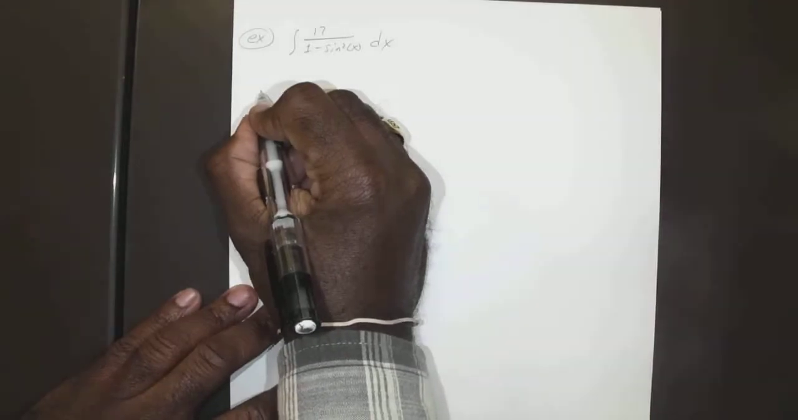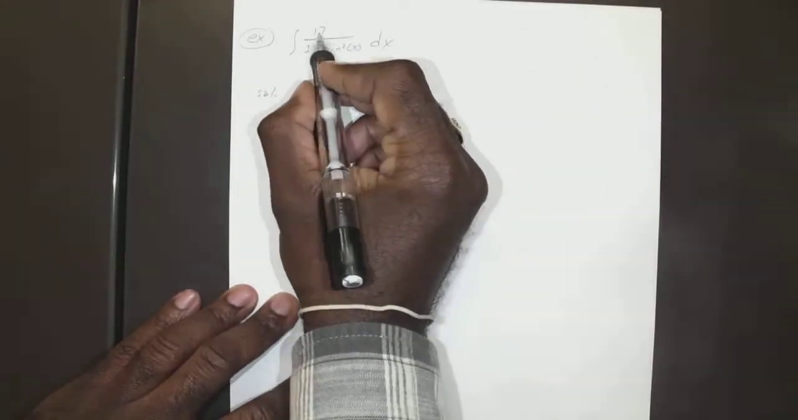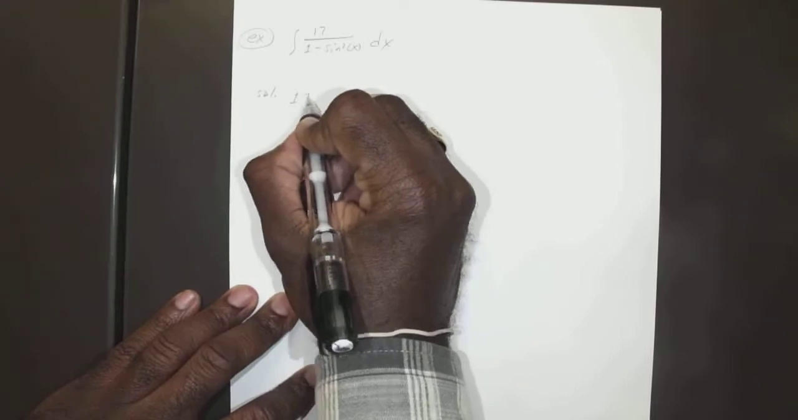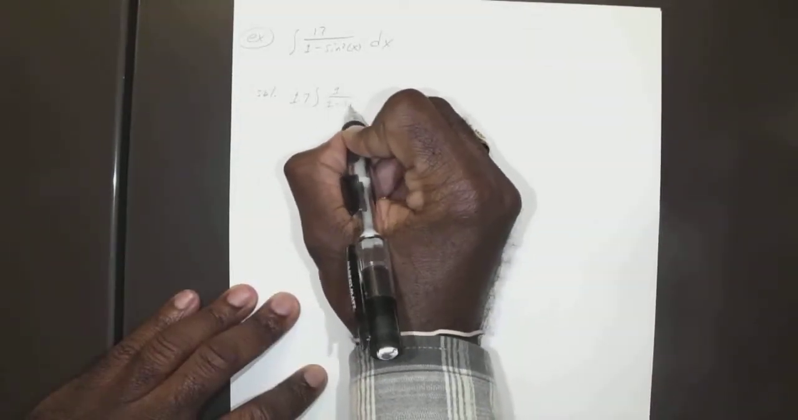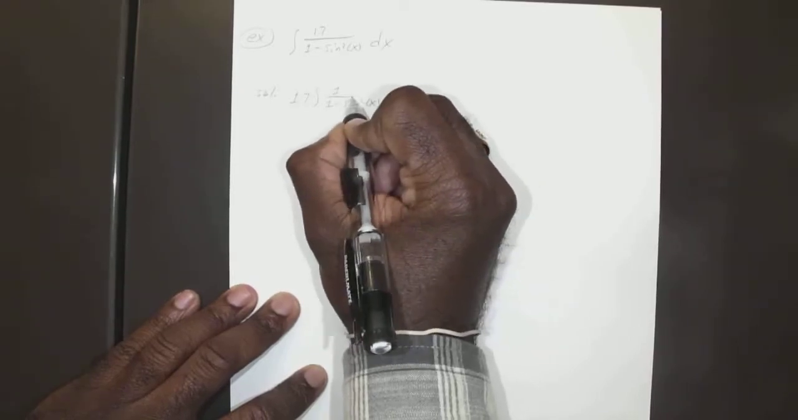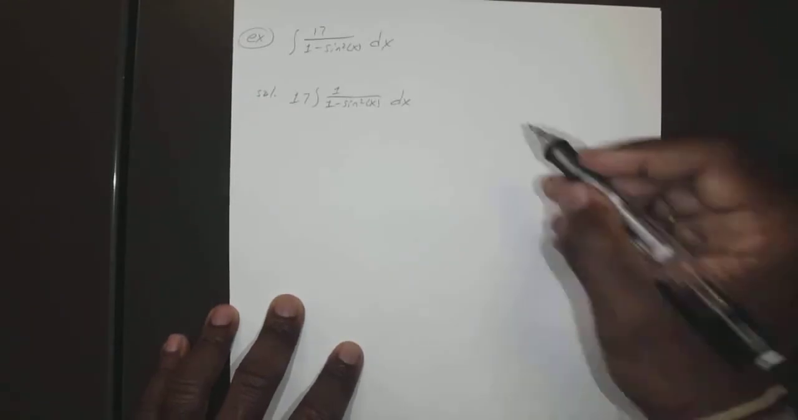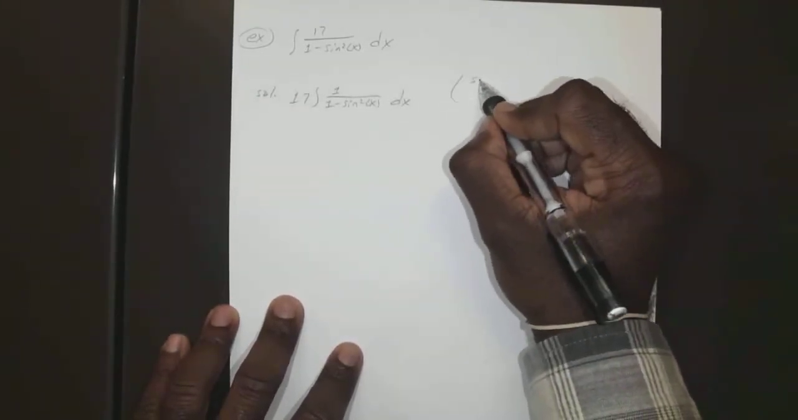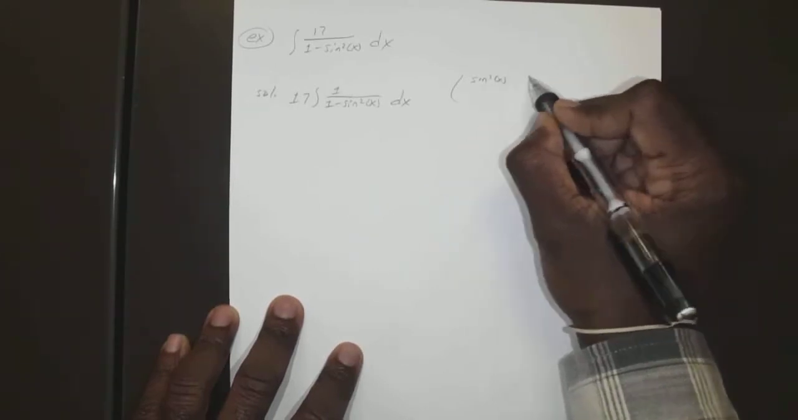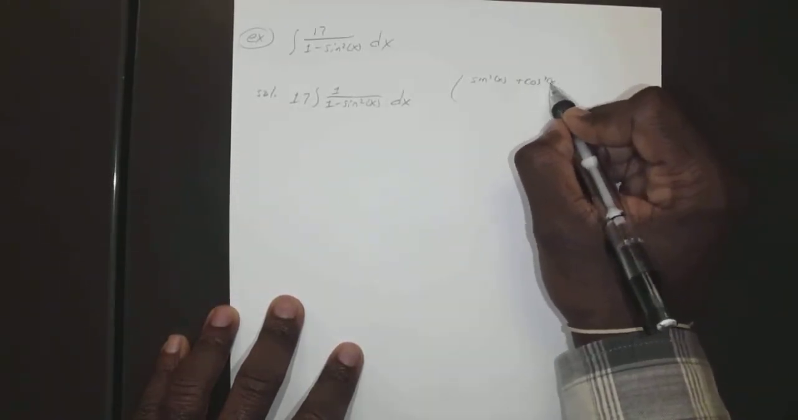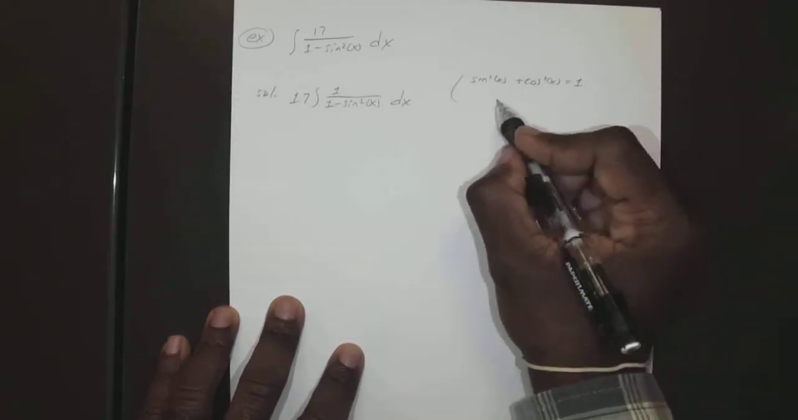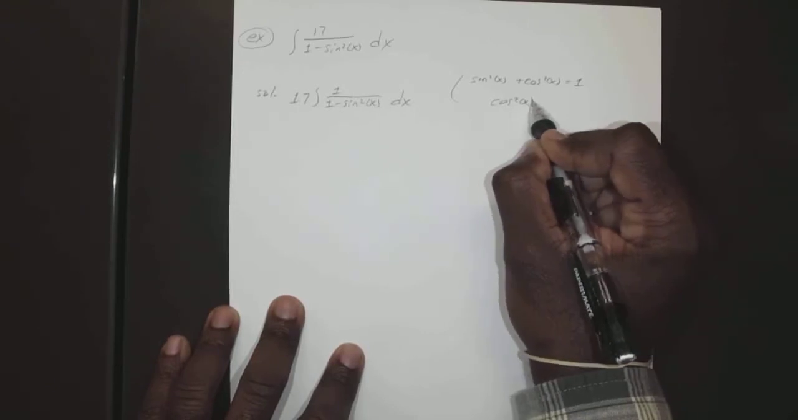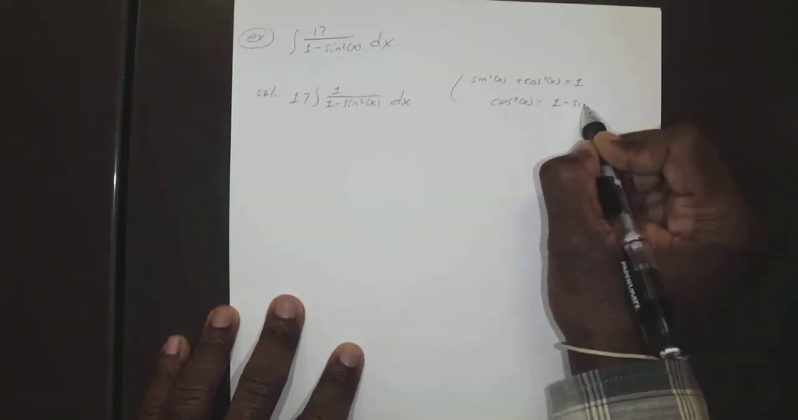Okay, now with this one, of course, first thing you do is get rid of the 17. So not get rid of it, but factor it out to the front. That's 1 over 1 minus sine squared of x with respect to x. So this you have to kind of go back to trig and remember that sine squared of x plus cosine squared of x is equal to 1. So that means cosine squared of x is equal to 1 minus sine squared of x.